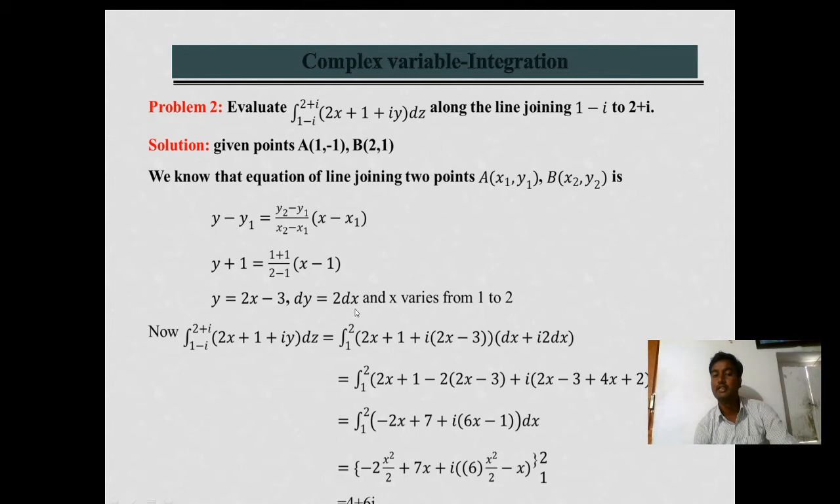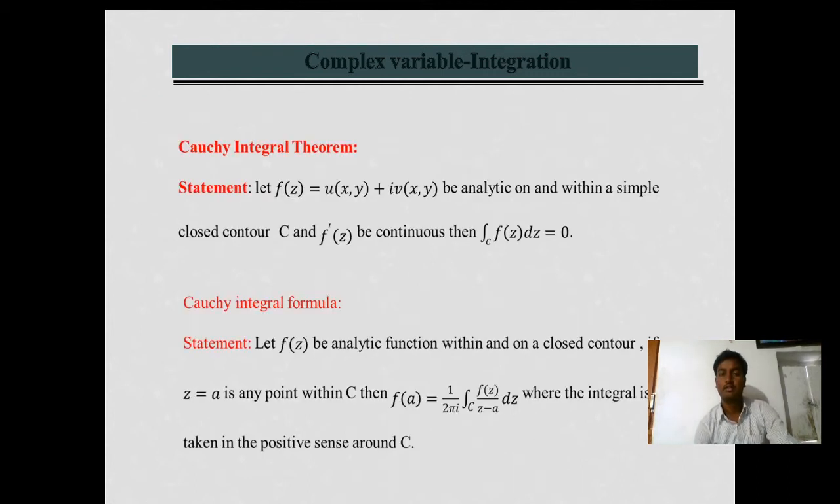Then dy is 2 dx, and x varies from, see the points, x1 is 1 to 2, x varies from 1 to 2, and substitute y equal to the line 2x minus 3. So dz is nothing but dx plus i dy. Dx is dx plus i into dy, which is 2 dx, right? Here we then multiply. So if you multiply and simplify, use the definite integral formulas, and using limits, upper limit minus lower limit, then you get the answer 4 plus 6i, right?